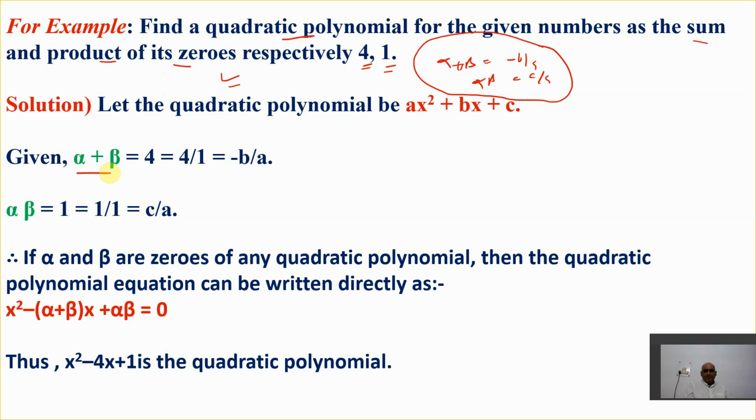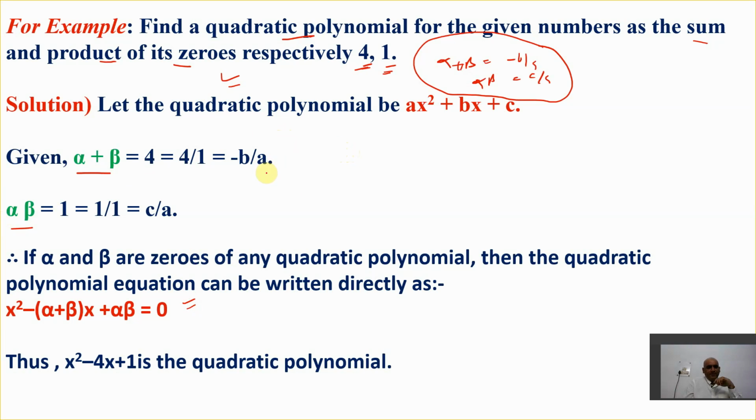Alpha plus beta is already given to you. That is 4, which is called the sum of zeros. So alpha plus beta is equal to 4. Alpha into beta is 1, which is given to you, the product of zeros. So we have alpha plus beta equal to 4 and alpha into beta equal to 1. I'll explain this question in two ways to you. I'll solve it with the help of coefficients also, and I'll solve it with this way of solution also.